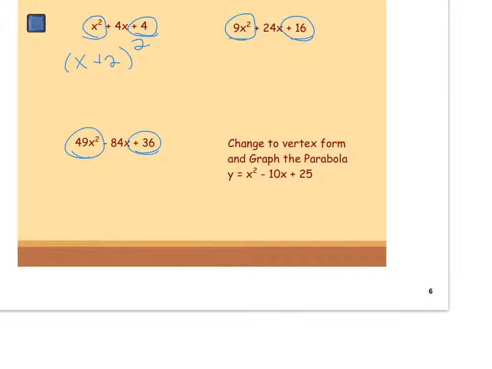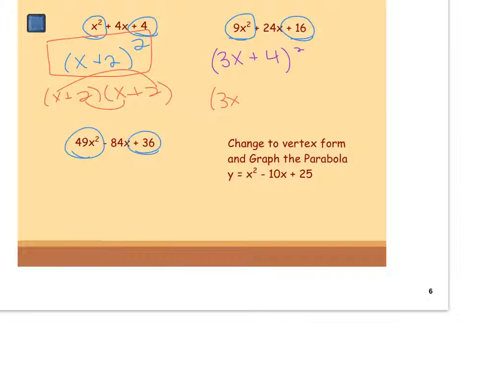So now you can check to make sure that that is legit, obviously, by squaring or multiplying. So x and 2, so 2x and 2x is 4x. That does equal that middle term. Good to go. If I look here, square root of 9x squared would be 3x. Square root of 16 would be 4. So now again, if you were to check your work, 3x plus 4, 3x plus 4, 12x and 12x would be positive 24. So I know that that checks out.